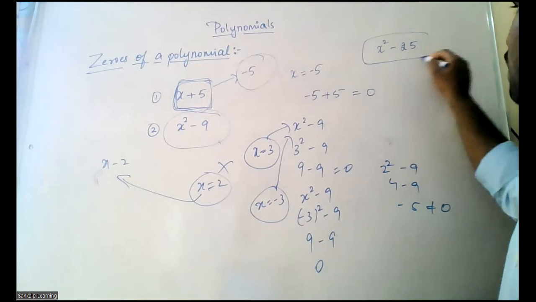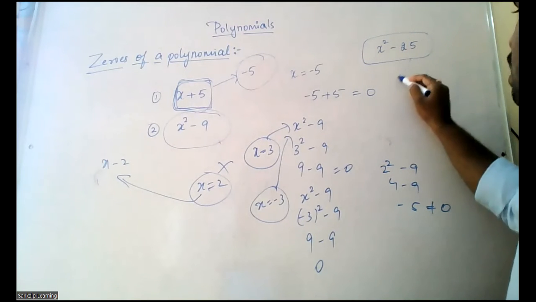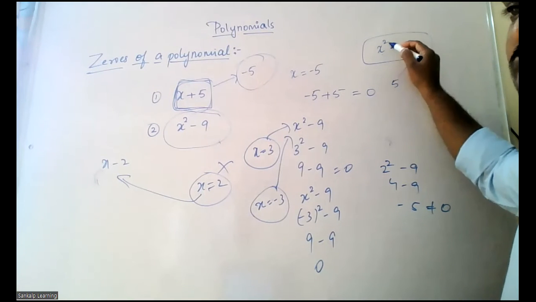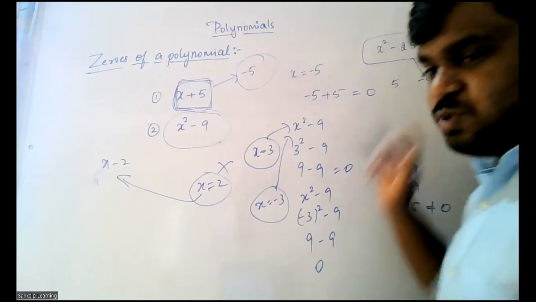It's a quadratic polynomial. What is the degree of this? Degree is 2. Therefore, we will get 2 zeros. One is 5, another one is minus 5. If you substitute 5 here, 5 square is 25. 25 minus 25 is 0. Similarly, if you substitute minus 5 here, it becomes 25 minus 25.